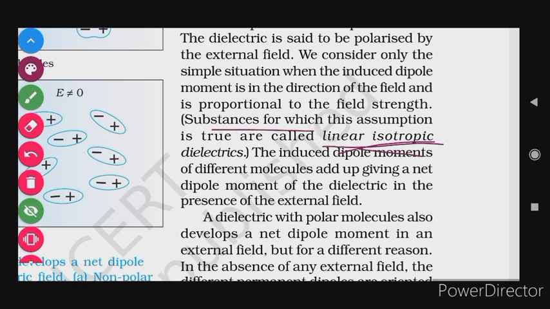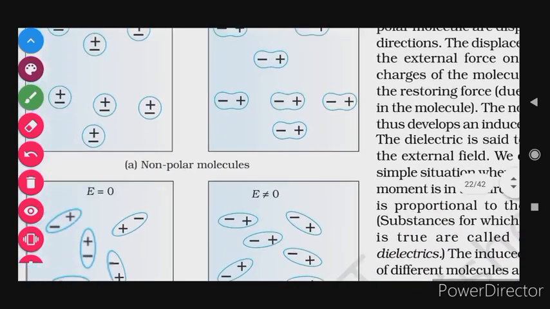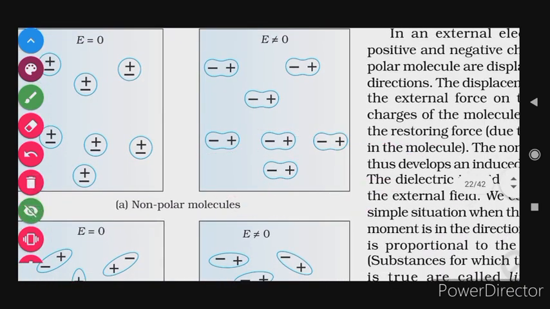Substances for which this assumption is true are called linear isotropic dielectrics. The induced dipole moments of different molecules add up, giving a net dipole moment of the dielectric in the presence of an external field. So all these induced dipoles will add up, and there will be a net dipole moment because of all these induced dipoles.